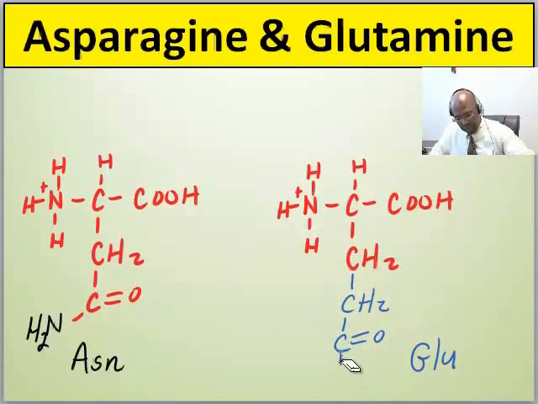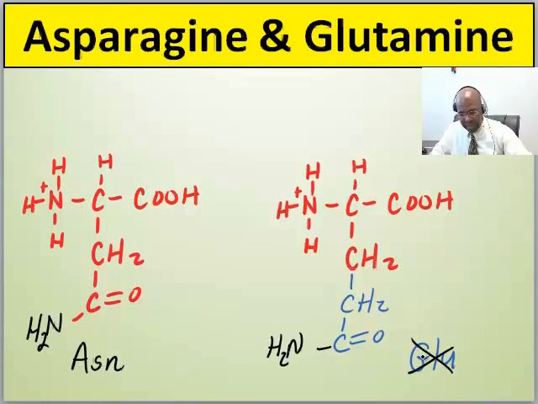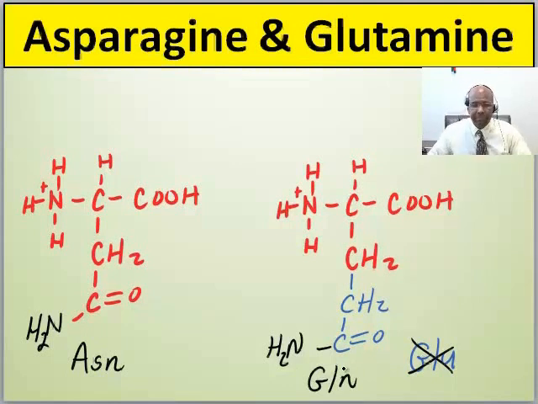Just remove the OH and replace it with NH2. So now this is no longer glutamic acid, it's now glutamine. And that's 4 amino acids you can learn from just one statement. Aspirin is dissolved in vinegar.